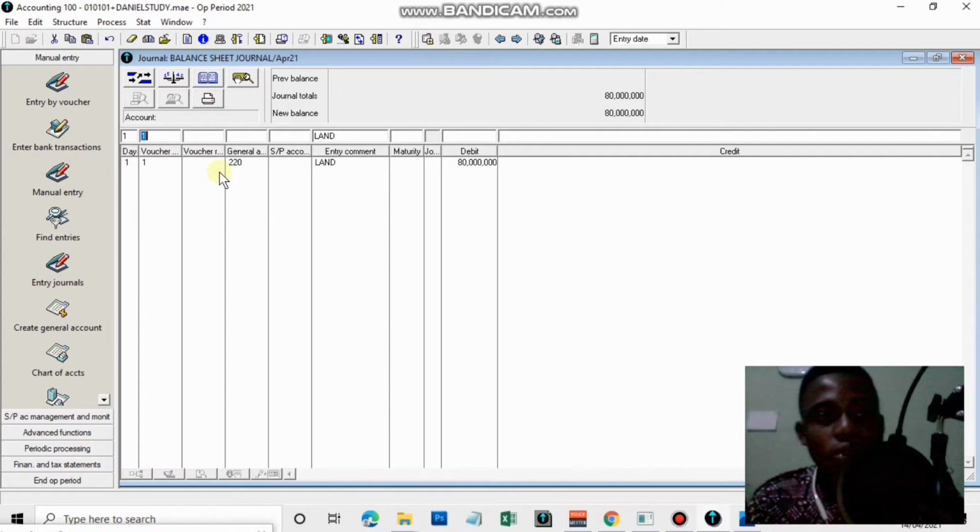So the next one is 2. The voucher will be 2, and we're having stock of goods, account number 311. After putting the 311, you press the tab key here.